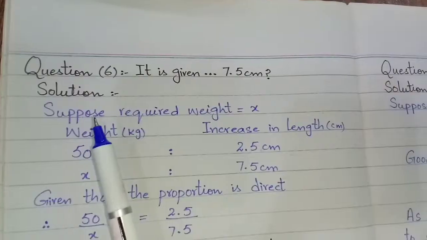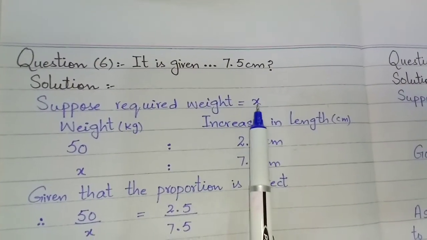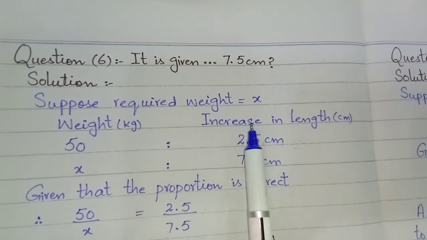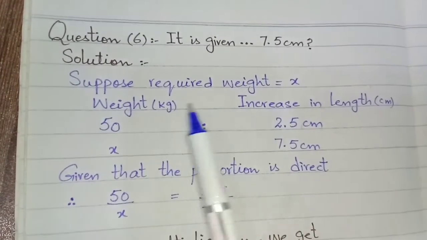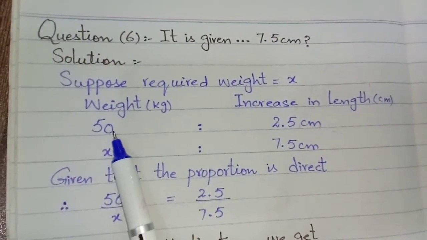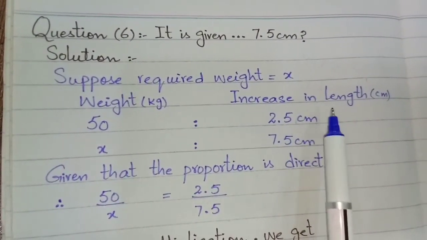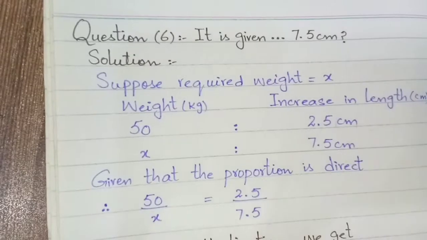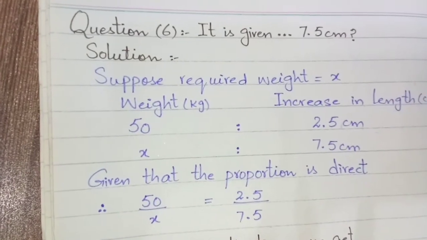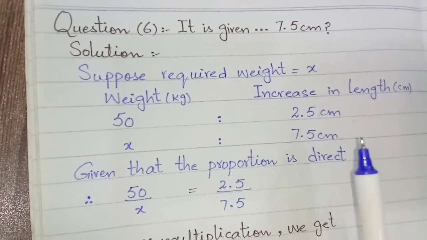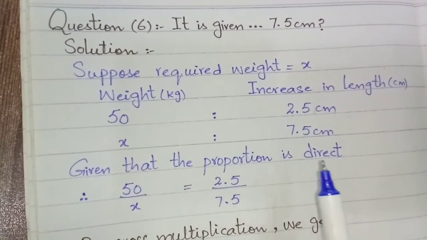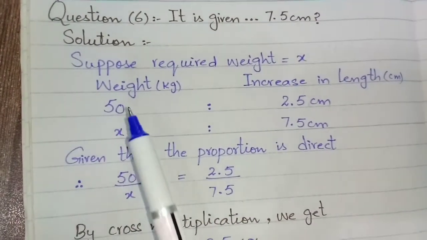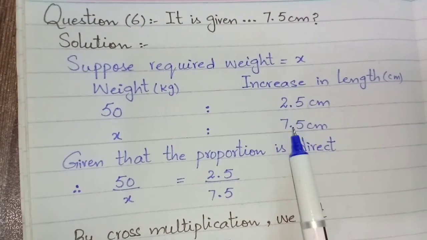So students, in this, suppose the required weight is equal to x. So weight in kilogram and increase in length in centimeter. This is given in the question. Two quantities are involved, so their proportion. 50 weight produces 2.5 centimeter increment in the length. Now we have to find the weight that will produce an increase of 7.5 centimeter. Given that the proportion is direct, this is given in the question that it is directly proportional. So 50 over x equals 2.5 over 7.5.